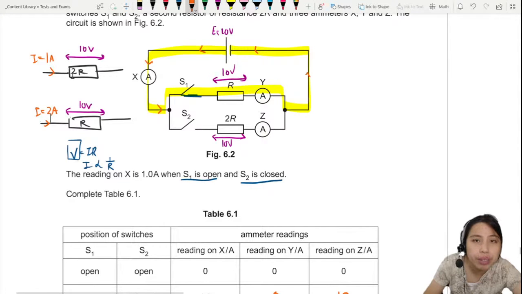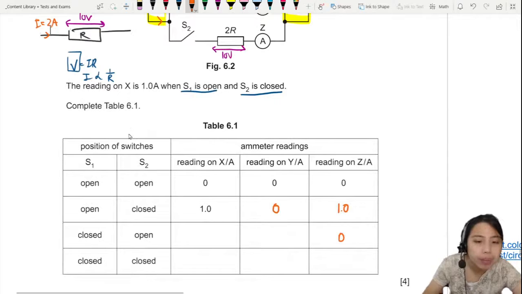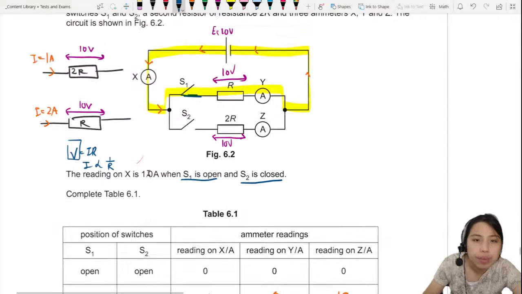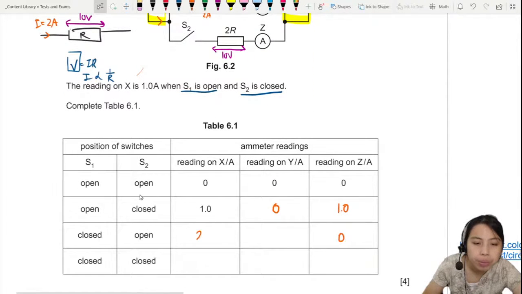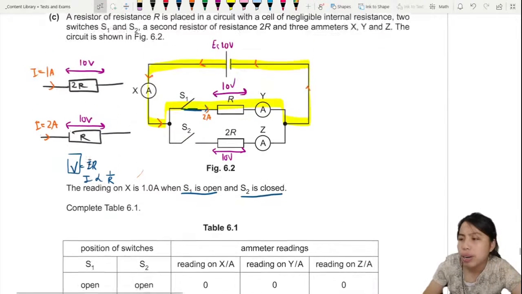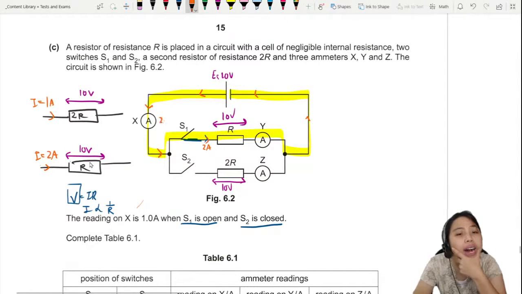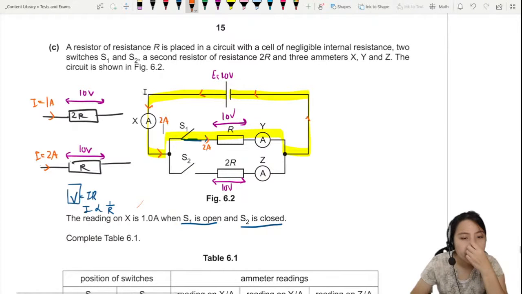See this one? Big resistance, small current. Small resistance, big current. Okay, so we got 2 amps. So I'm gonna write 2 amps flowing through this whole circuit now. 2 amps. Okay, so we go 2, and 2. Both should be 2. Why are both 2? Here are 2 amps going through A. Same path, 2 amps going through here.